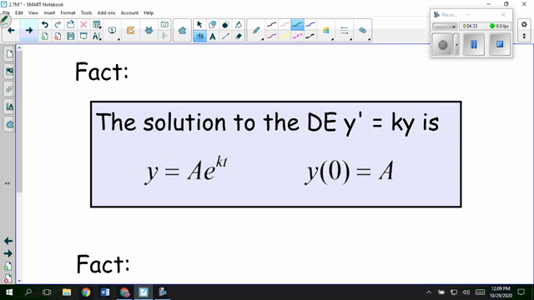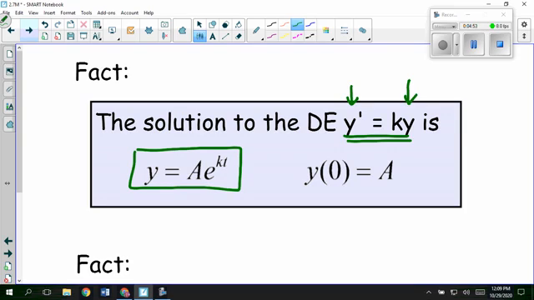The solution to the DE y prime equals k times y is going to be an exponential type of solution. And now that we've seen a little bit of those derivatives of e to the x being equivalent to e to the x, it should make sense here that the derivative of a function, the only way for that to equal back its function is if the function is a base e type of function. So this should not be a shocker to you.